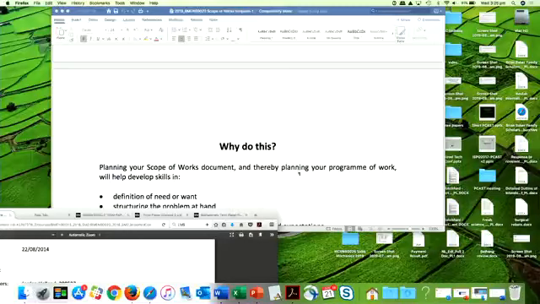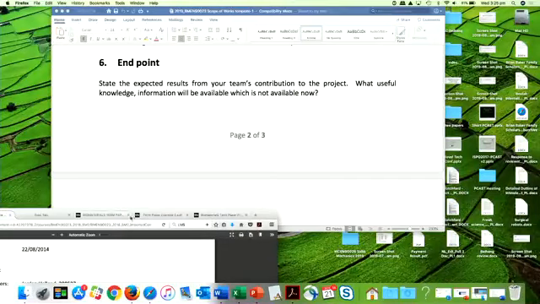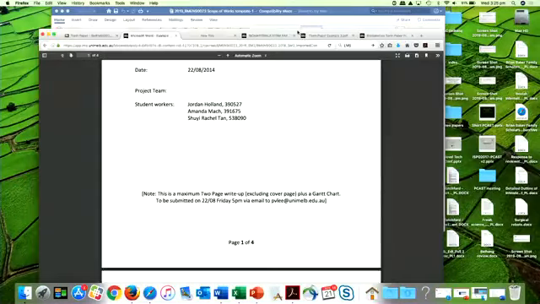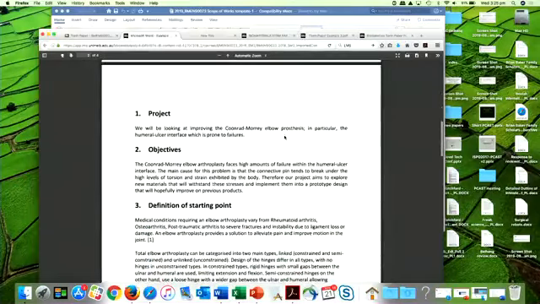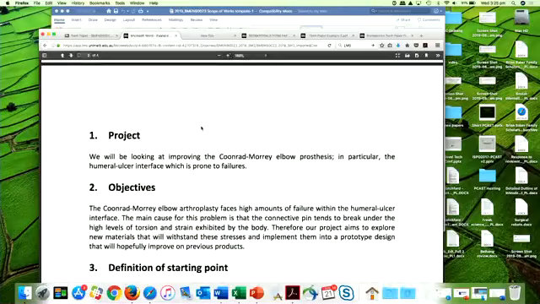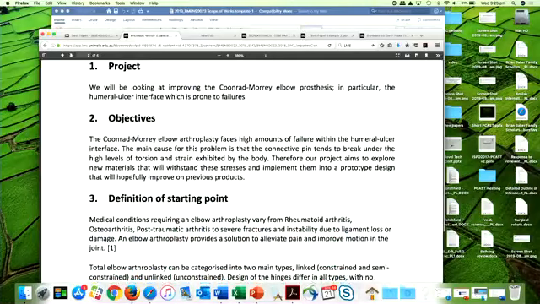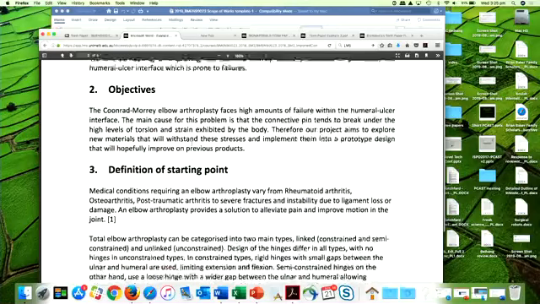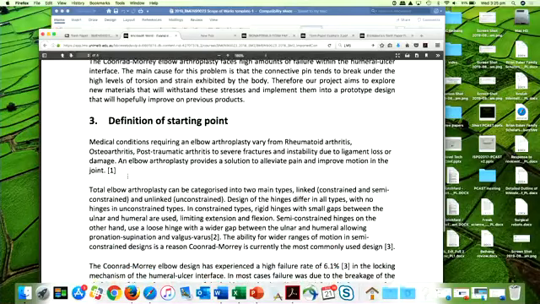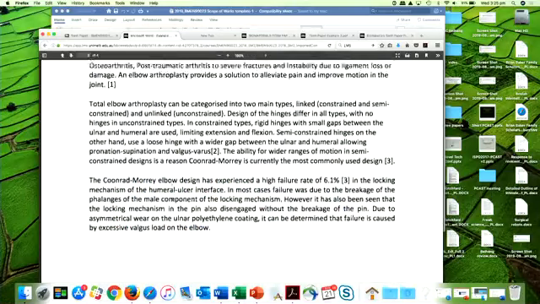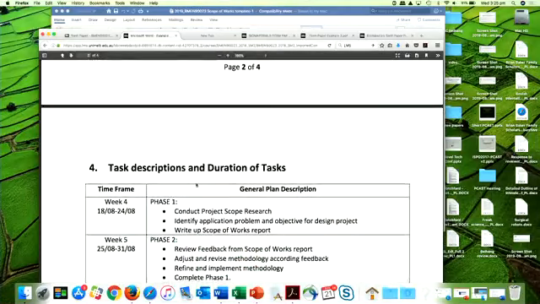Okay, this is an example way back in 2014. We'll be looking at improving... Can you see this? Basically, a very quick description of, in particular, the humeral ulnar interface, which is prone to failure. Then objectives about this elbow arthroplasty, a little bit of background to define the problems, the starting point, and then task description and duration.